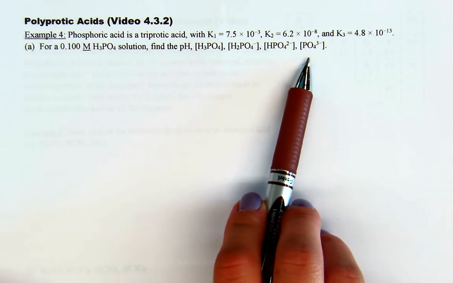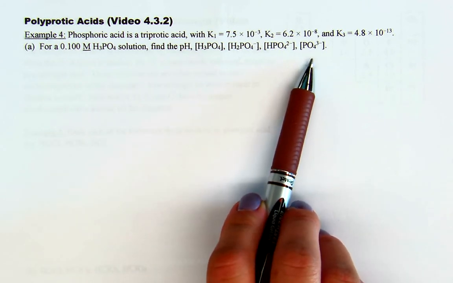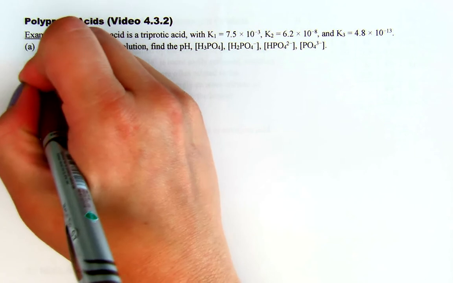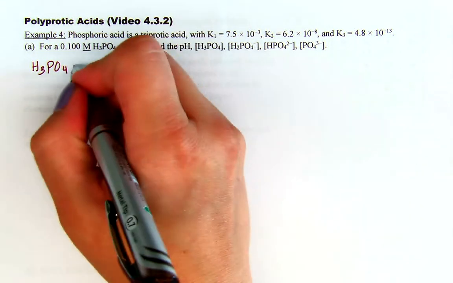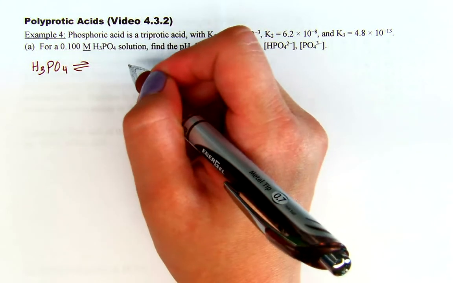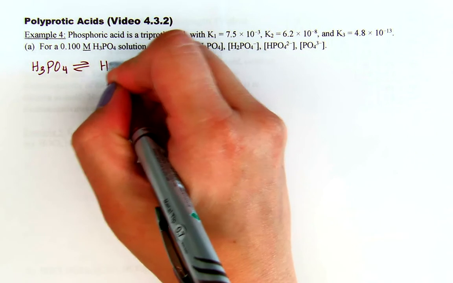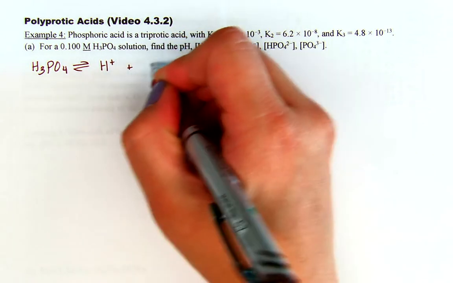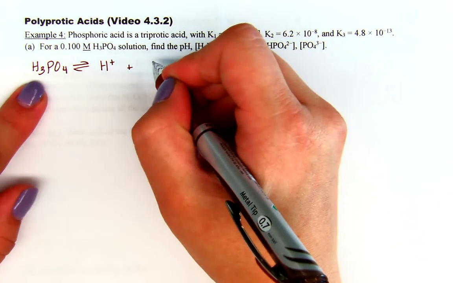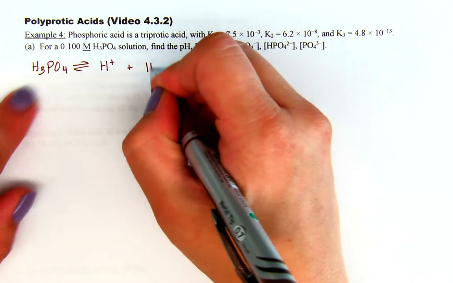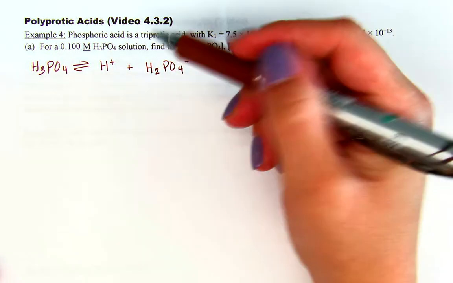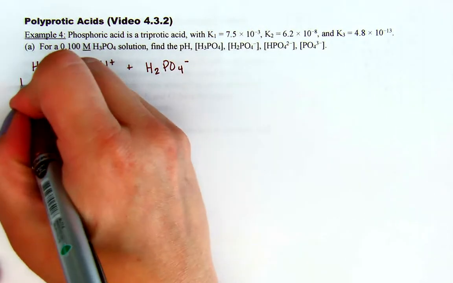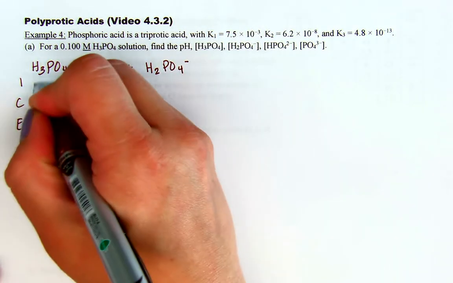So, just like before, the first thing that we're going to do is write an equation. So we have H3PO4, phosphoric acid, is a weak acid, so it's in equilibrium, dissociates into H+, plus, if we lost one of those hydrogens, we're only left with two. So we have H2PO4 minus, because we lost an H+. So initial, change, ending.